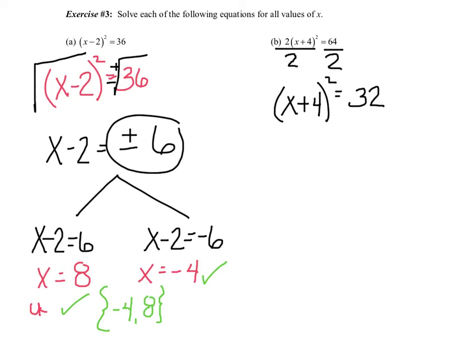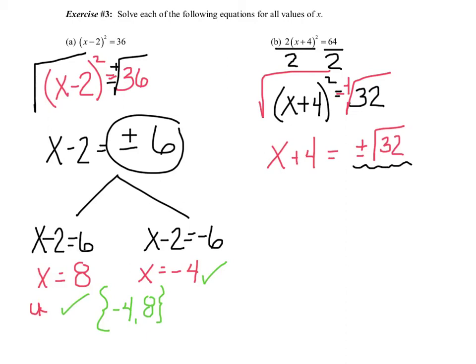Now I can say, to get rid of this squared, I'm going to take the square root. Don't forget the plus and minus. So I get x plus 4 equals plus or minus radical 32. All right, now here's where I got to slow down and simplify this radical.